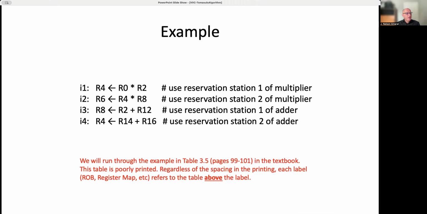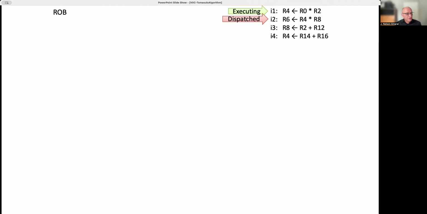So what we're going to do is go through the simulation of the example that appears in table 3.5 of your textbook. There is a little bit of a warning. You need to pay attention to the spacing between the text and the tables in the book. The printing is a little bit off, and it can be confusing. Each label, reorder buffer, register map, etc., will refer to the table that's above the label, not the table that's below the label. But I redrew those tables in these slides to make it more clear.